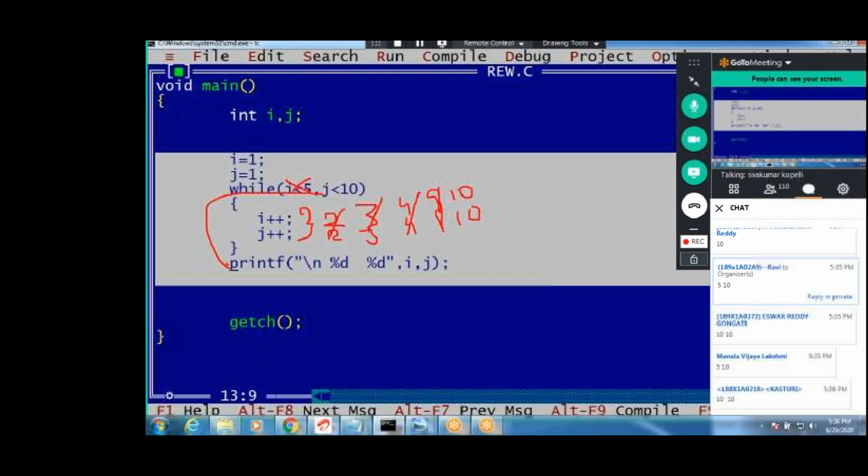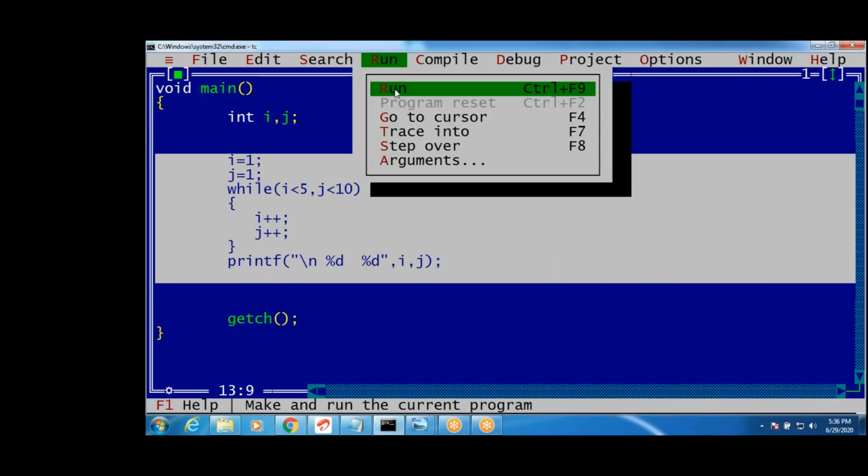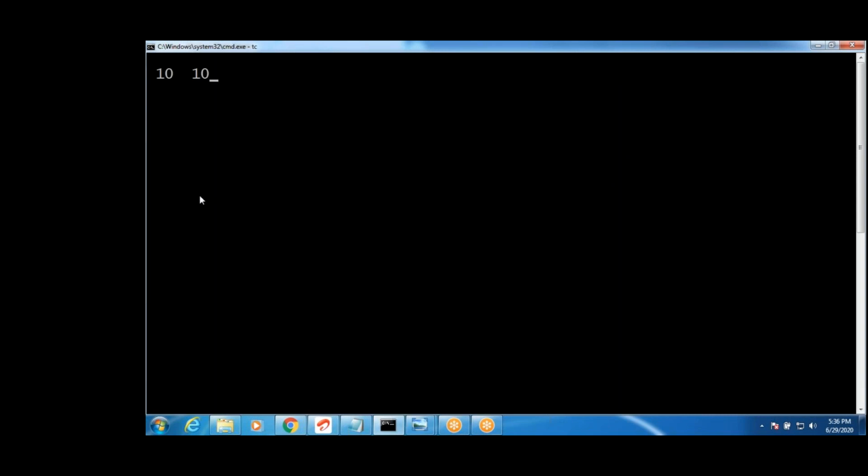Next one. Same condition, I will change it, guys. i less than 10. Tell me, guys, now. i less than 10, j less than 5. Now the answer, tell me. Same question, I modified. Tell me the answer.